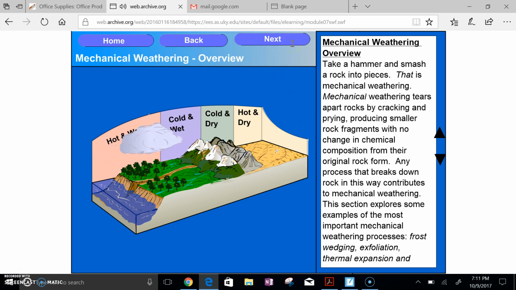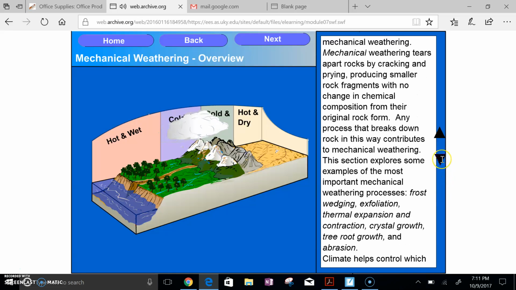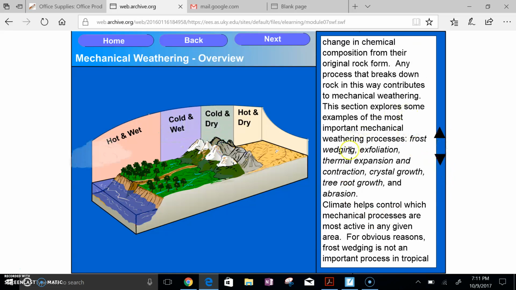I'm just going to show you a couple of different examples. So mechanical weathering is like if you take a hammer and smash. And there are some of the mechanical weathering processes. We have frost wedging, exfoliation, thermal expansion and contraction, crystal growth, tree root growth, and abrasion.